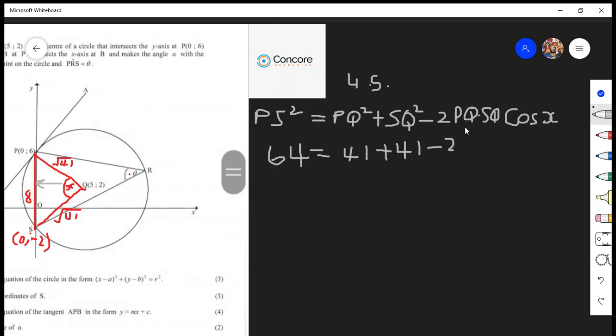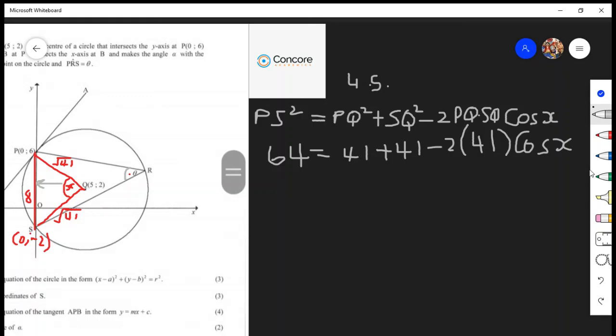So PQ is root 41 and SQ is root 41. So the root of 41 times the root of 41 is just the root of 41 squared, which is just 41, right? Cos X. Does everyone understand the second step? Yes, sir. Okay.